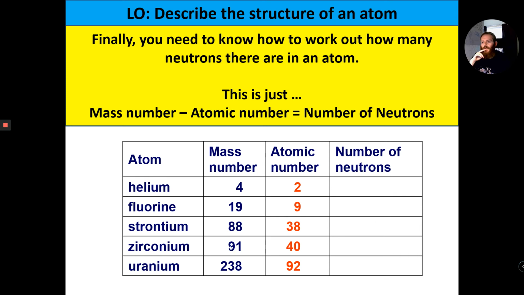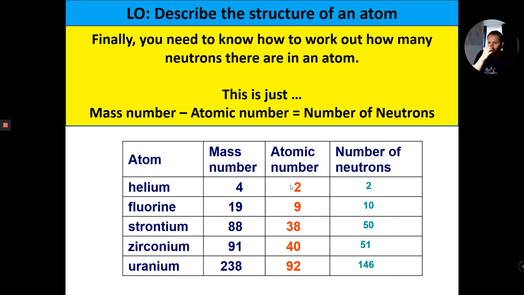Okay, so let's have a quick look at this then. The mass number of helium is 4, so in terms of protons and neutrons, it's got 4, and the atomic number is 2, as in it's got 2 protons. So if I've got 4 neutrons and protons, and I take 2 protons out of it, I'm left with 2, aren't I? Okay, here are the answers for the others. 19 mass for fluorine, as in 19 protons and neutrons, minus 9 protons gives you 10 neutrons.